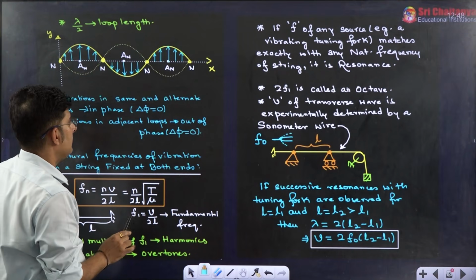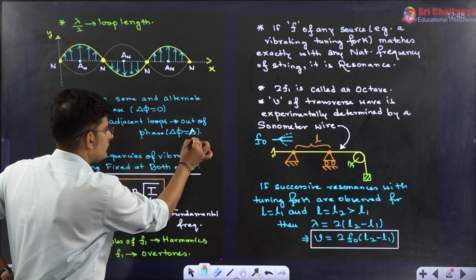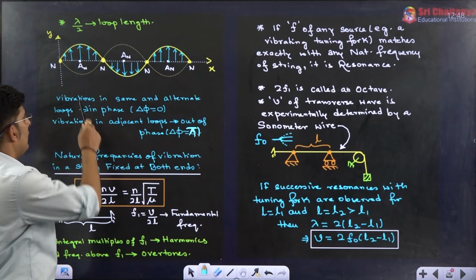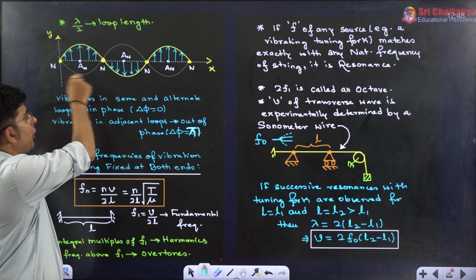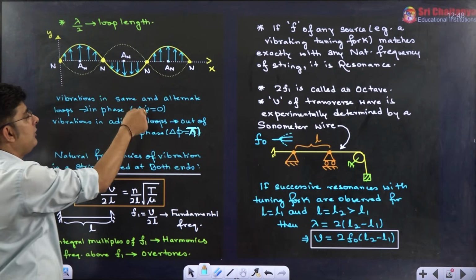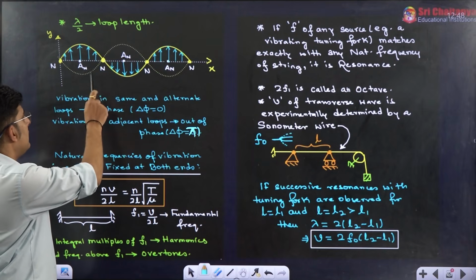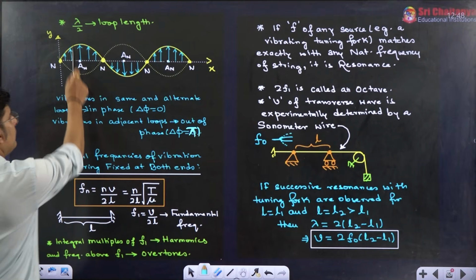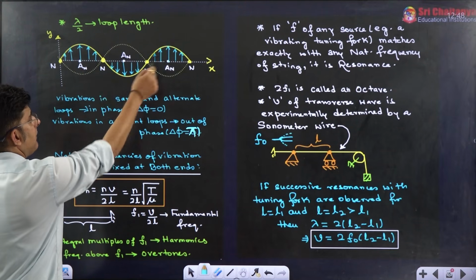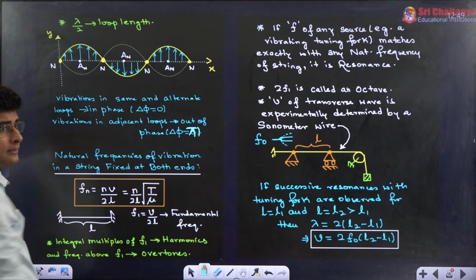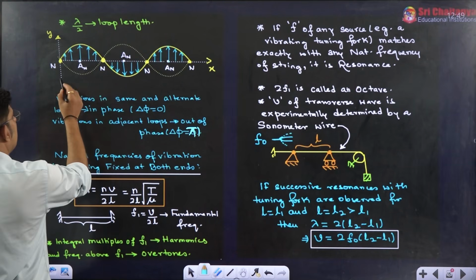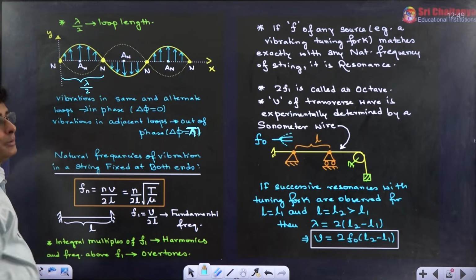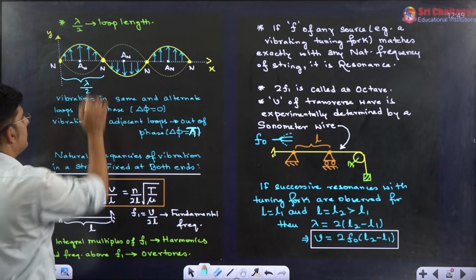So how do you understand where to take what? Vibrations, if they are in the same loop, all points, or in alternate loops, they are always in the same phase. Phase difference is 0. And if the points are in adjacent loops, then they will have a phase difference of pi. So in one loop going up, again down. So here pi, pi, here pi, pi. So here and here 2 pi. 2 pi means same phase. Clear? So this length, the separation between successive nodes, which is lambda by 2, is known as the loop length. One loop is the region between two successive nodes.